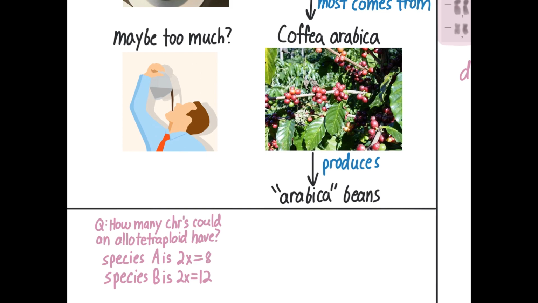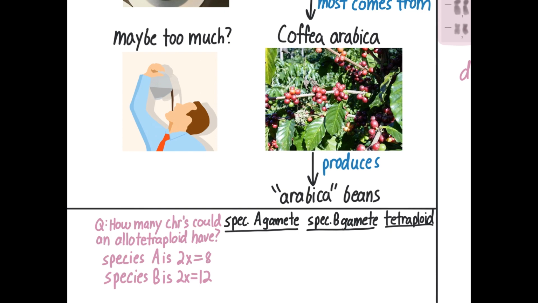Okay, let's first examine what we know. We know that an allotetraploid will have 4 sets of chromosomes, some sets from a gamete of species A, and some sets coming from a gamete of species B. The key here is realizing that there are multiple ways that this can happen.